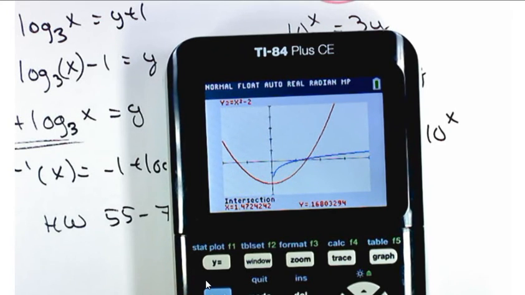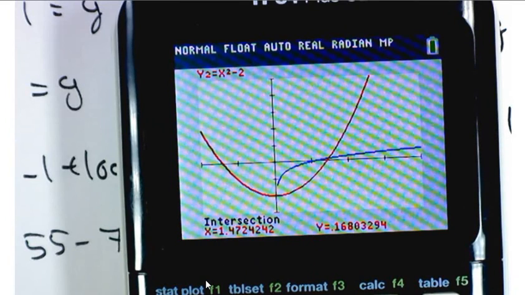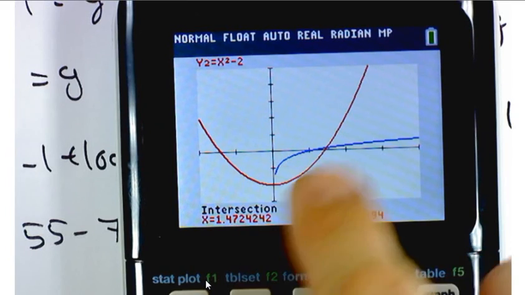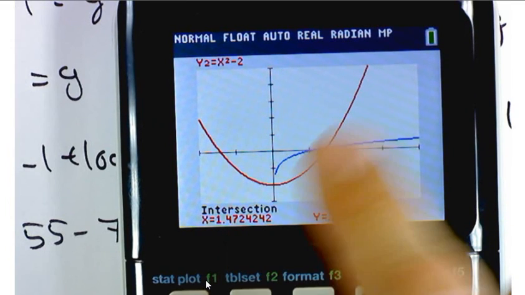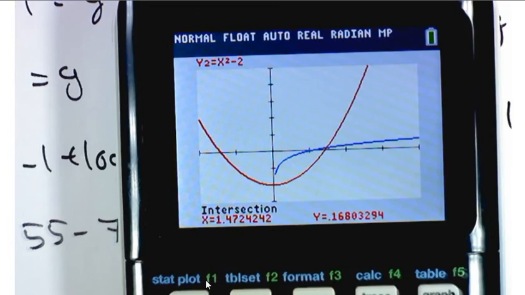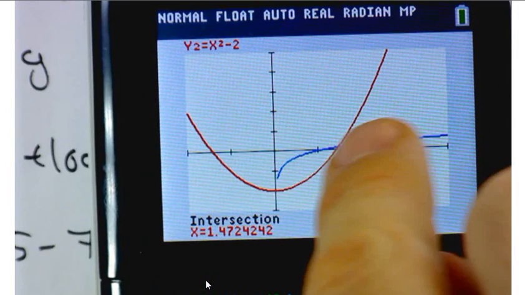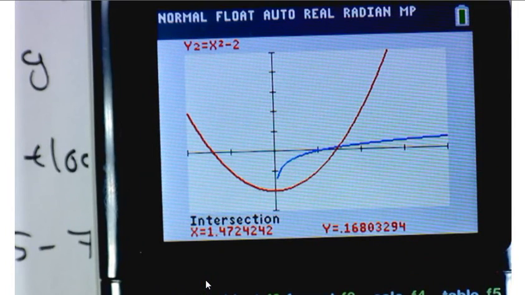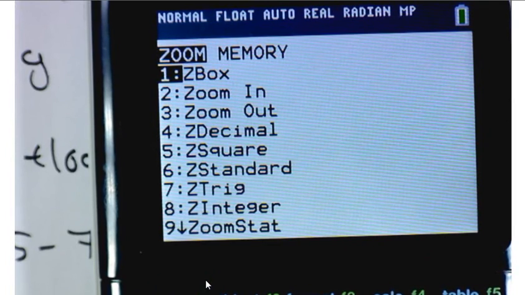Oh, I see what you're saying. That's a good question. It's a very good question. I think you actually might be right. So Lucas is saying that there's another point of intersection here, and he's right. And the reason that he's right is because this asymptote comes all the way down to negative infinity. So if I zoomed in, I should find another point of intersection.